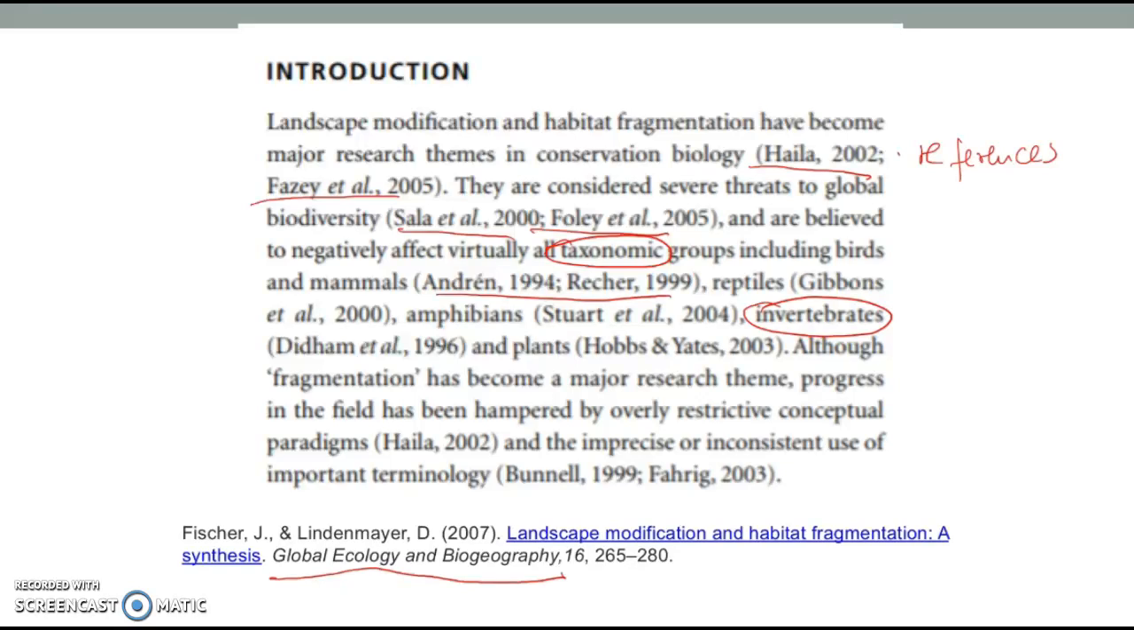Even the first sentence: landscape modification, habitat fragmentation have become major research themes in conservation biology. So obviously, these authors are addressing folks who are familiar with conservation biology, particularly with this term of habitat fragmentation. Okay, so right here we get a sense of writing that is pretty much targeted for a very specific audience, an audience that wouldn't have any trouble understanding these terms. And that's not necessarily a bad thing, because when you're writing for academic journals, you do need to make sure you speak the quote-unquote language of the field.